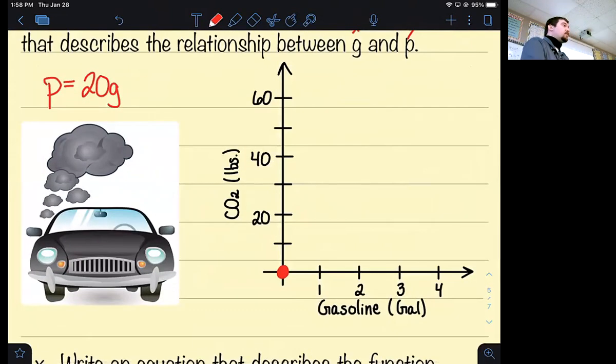And then the slope? What's the slope of this line? 20. Haley, you haven't paid attention one bit.